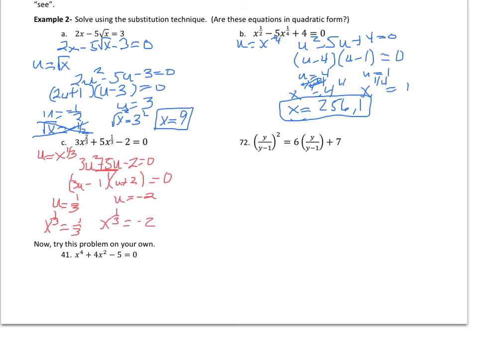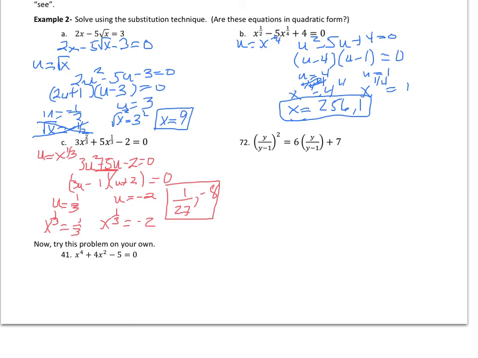Okay, so how do I get rid of that 1/3? I cube both sides. Good. So what is 1/3 cubed? 1/27, and negative 2 cubed is negative 8. It's not that. It works. They both work. Ugly, but they work. Okay, 72. That is all sorts of ugly.